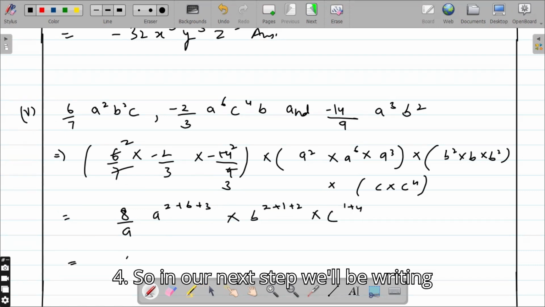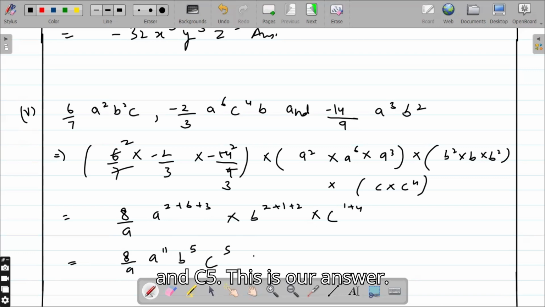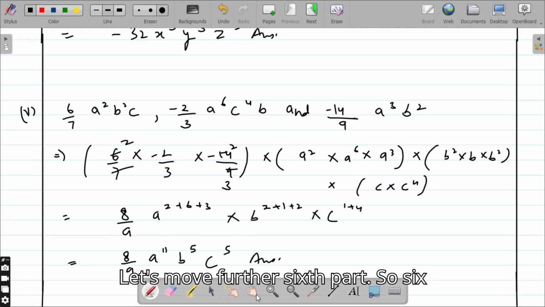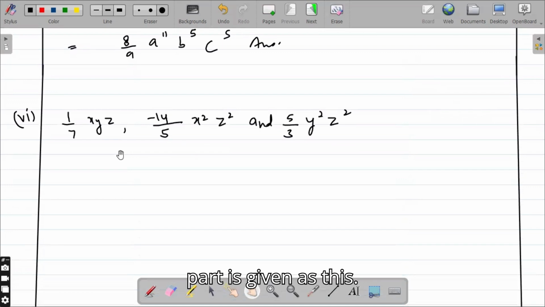So in our next step, we'll be writing 8 by 9, a, 3 plus 6 is 9 and 2 is 11, a^11. b, 2 plus 2 is 4 plus 1 is 5, b^5, and c^5. This is our answer. Hope all the questions are quite clear. Let's move further. Sixth part. So the sixth part is given as this.